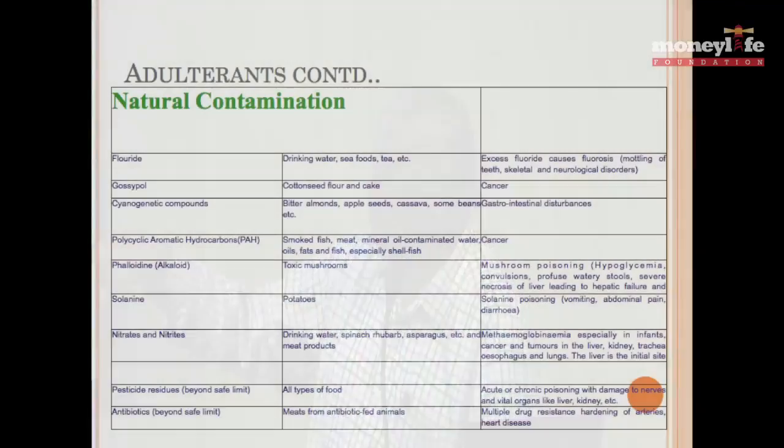Now antibiotics beyond safe limit is something which comes like the meat from antibiotic fed animals. Here the most important thing as far as antibiotics are concerned is milk again. Now every milkmaid or milkman is a veterinary. They know more than what we know. You know why they use it? Do you have any idea why it is required?